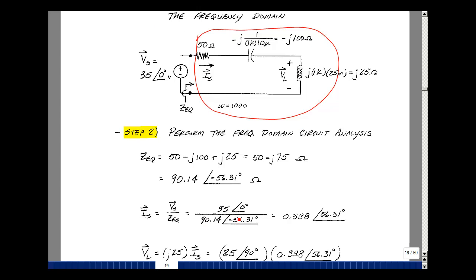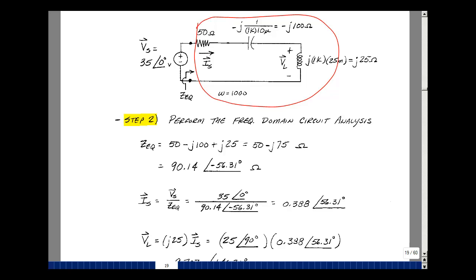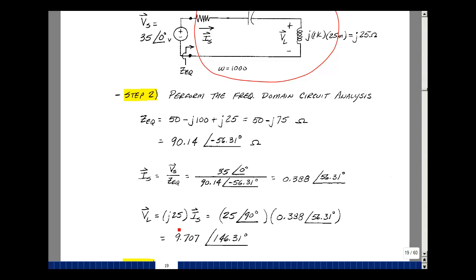So I'll take the ratio now of V sub s to Z equivalent. So 35 at angle 0 divided by 90.14 at angle minus 56.31. This ratio turns out to be 0.388, and then 0 minus a minus 56.31 is plus 56.31 degrees. Now that I know the current, I can find the voltage across the inductance by multiplying the impedance by the current. So I have an impedance of j 25 ohms times the current I sub s. The j25 will be a magnitude of 25, and the angle is 90 degrees since we're right on the border of the first and second quadrant.